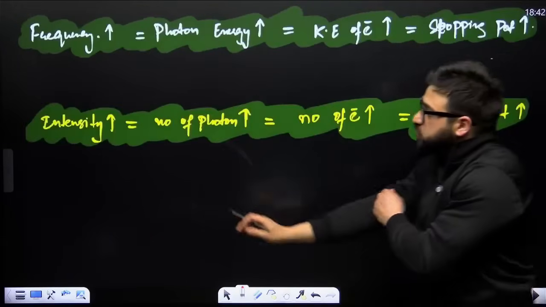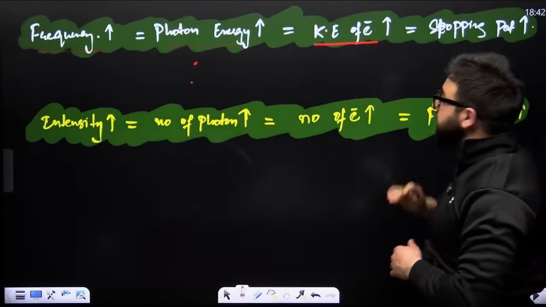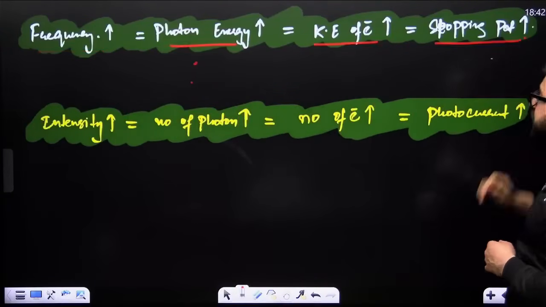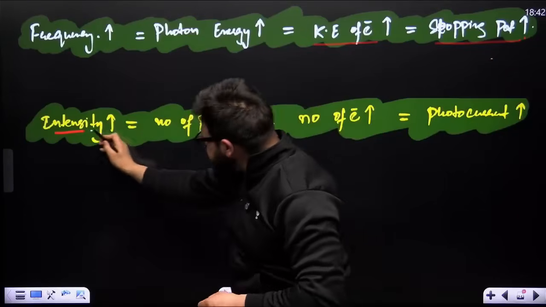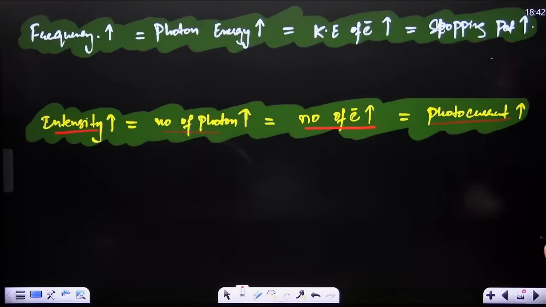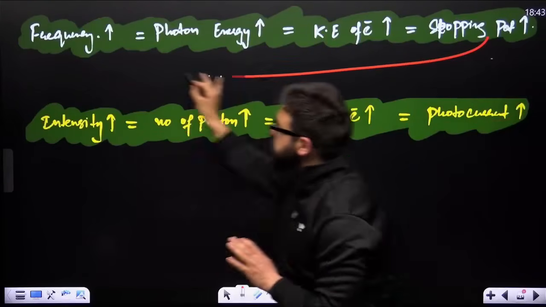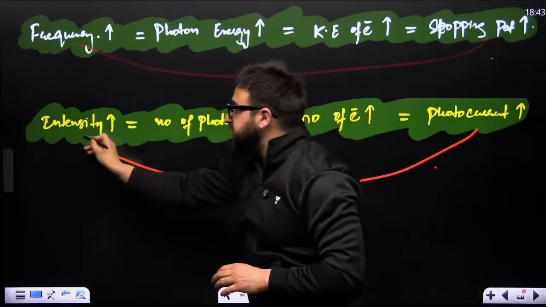Then, my dear NEET aspirants, one more important thing. We say frequency is directly proportional to photon energy. Photon energy is directly proportional to the kinetic energy of the electron, which is directly proportional to the stopping potential. Similarly, intensity is directly proportional to the number of photons, which is directly proportional to the number of electrons, which is directly proportional to the photocurrent. One thing I want you to remember: stopping potential has a relation with frequency. Photocurrent has a relation with intensity.